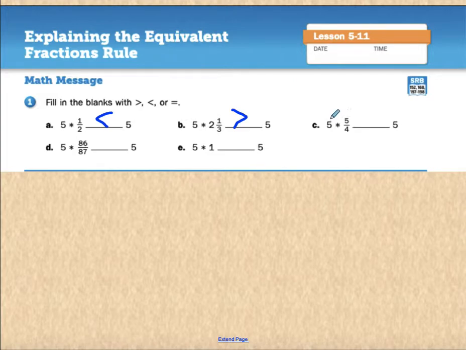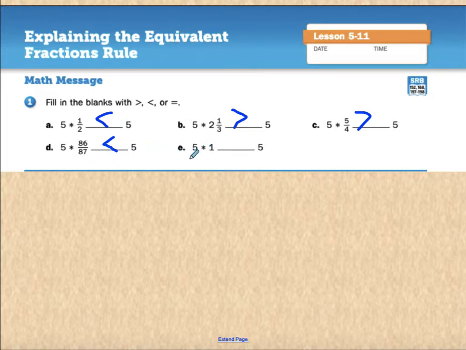The next one, 5 times 5/4. We're going to see that this one is also greater because 5/4 is really greater than 1. It would be like saying 5 times 1, that would be equal to 5, but this is actually greater than 1, so it's going to end up being greater. On letter D, we have 5 times 86/87. Even though 86/87 is really close to 1, it's not 1. So this one is going to end up being less than 5.